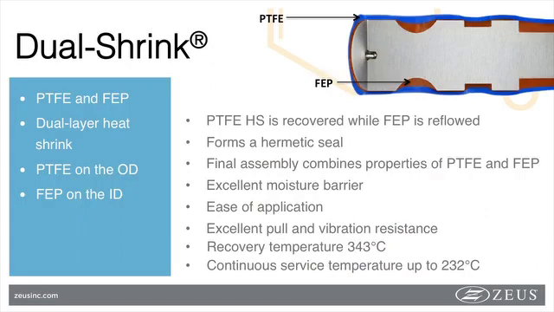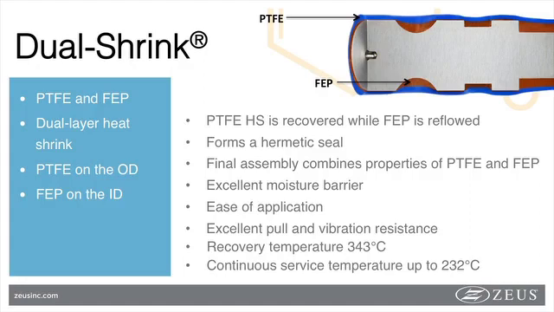So now imagine a combination of PTFE and FEP heat shrinks. What if we had an exterior PTFE layer and an interior FEP? The dual shrink is just that. It is a well-designed combination of PTFE and FEP in a shrinkable configuration. PTFE is the outer layer and FEP is on the inside of the tube. When heat is applied, PTFE recovers and reflows the FEP portion.